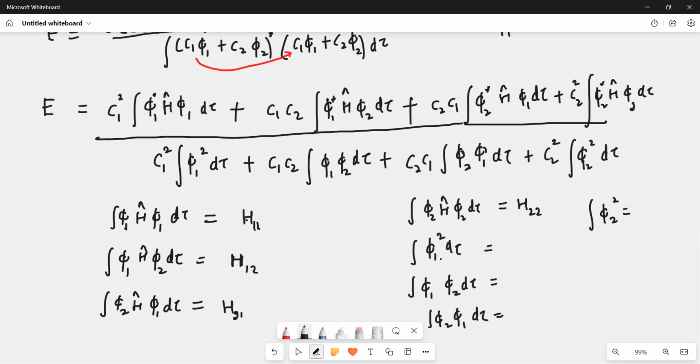Now coming to this one, phi 1 square or phi 1 phi 1. Okay, these are known as overlap integrals. Which is represented by the S symbol. So it will be written as S11, because the same kind of wave functions are used here, and this will be S12, this will be S21, and this will be S22. Okay, in this way we will give the nomenclature to all these integrals. Now we will use these integrals in the above expression.